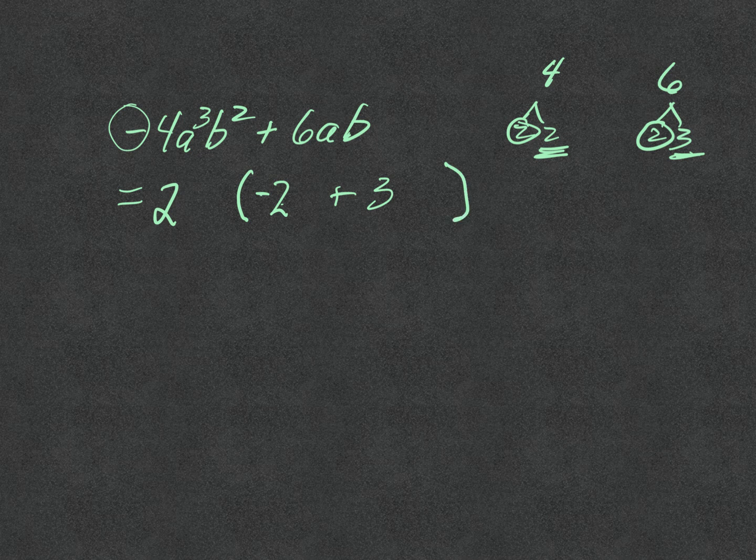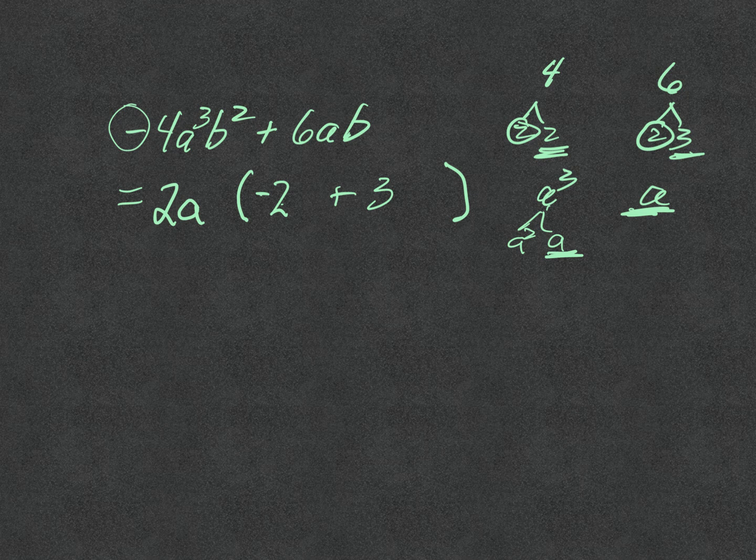Now we look at the variable portions. So I have a cubed and I have a. So what's in common? Just the a, because this will be a squared times a. So only the a is in common. All right. So that's part of our greatest common factor. So we put a there.